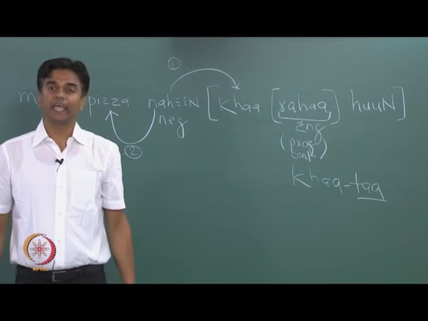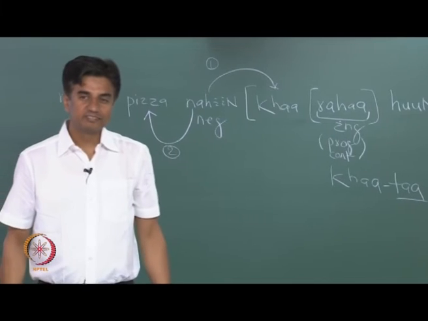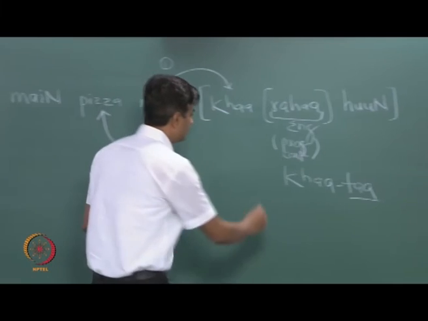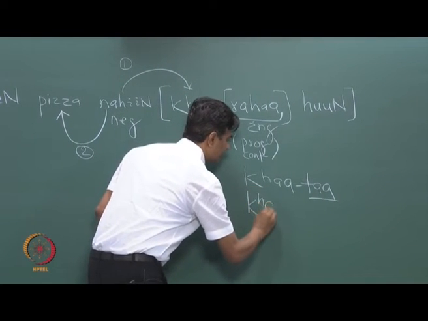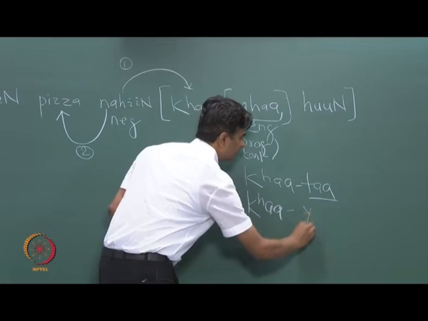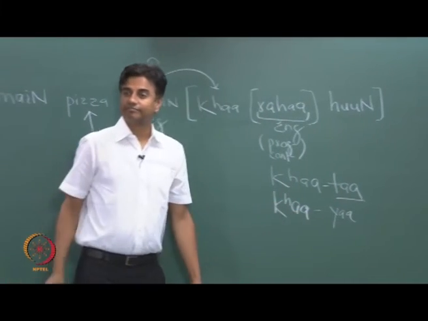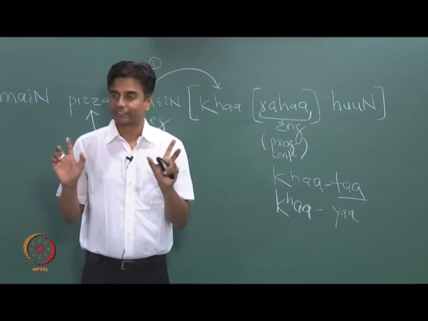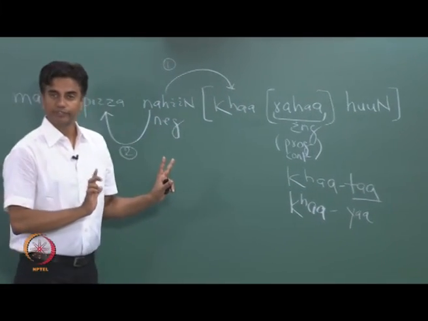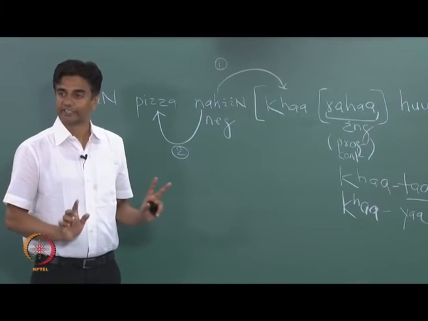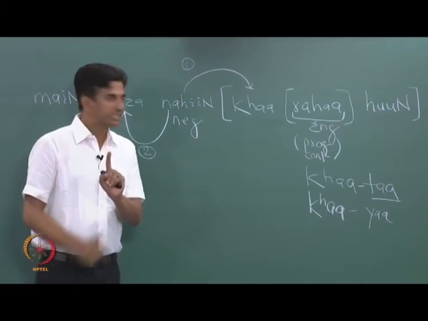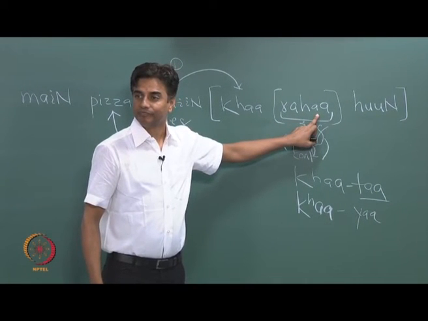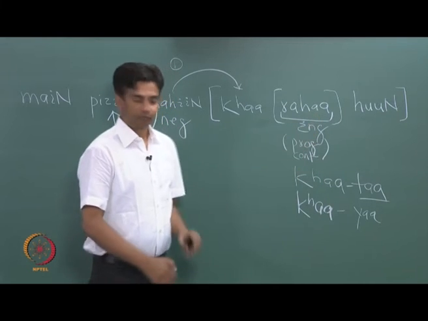How do I say I ate a pizza? Khaya. Right? Khaya. In that case, we have kha and something of that. These are not independent words. Do you see this point? These are not independent words. The only thing that comes as an independent word is ing. Get this thing?